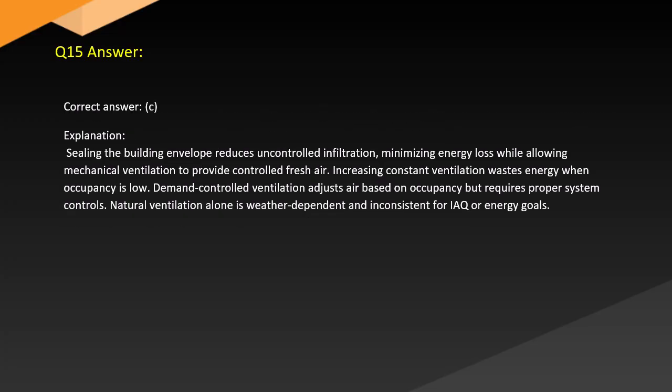Answer. Correct answer. C. Explanation. Sealing the building envelope reduces uncontrolled infiltration, minimizing energy loss while allowing mechanical ventilation to provide controlled fresh air. Increasing constant ventilation wastes energy when occupancy is low. Demand-controlled ventilation adjusts air based on occupancy but requires proper system controls. Natural ventilation alone is weather-dependent and inconsistent for HVACR energy goals.